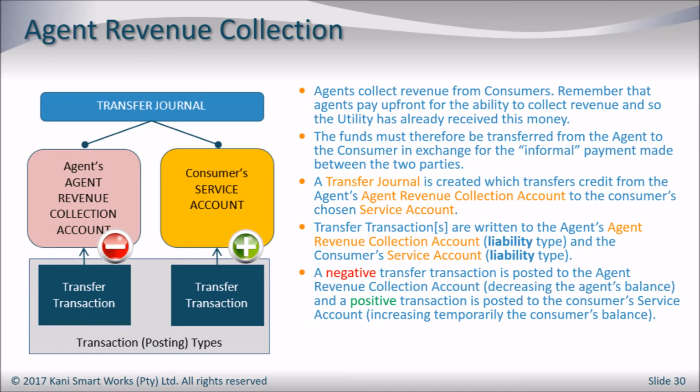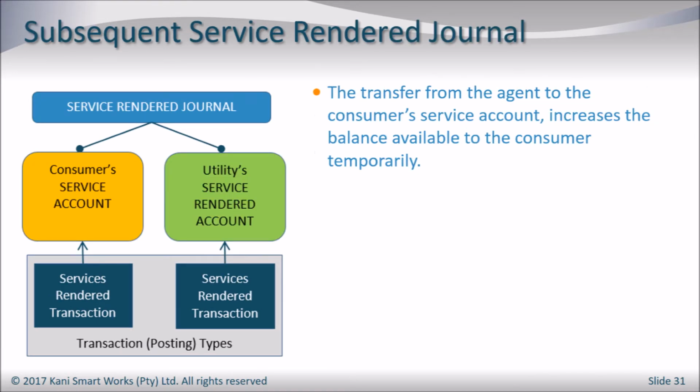A negative transfer transaction is posted to the agent revenue collection account, and in so doing decreasing the agent's balance, and a positive transaction is posted to the consumer's service account, so doing increasing, at least temporarily, the consumer's balance. Transfers are shown on agent statements in order to reflect the revenue that they've collected. The transfer from the agent to the consumer's service account increases the balance of that account temporarily.